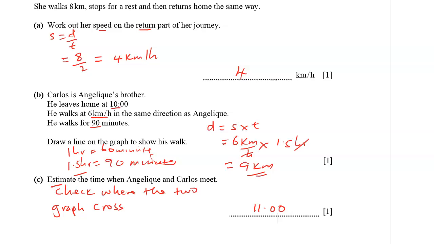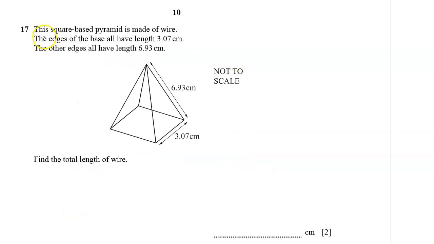That is the time they meet. Question number 17. This square based pyramid is made of wire. The edges of the base, this a square, are of length 3.07. The other edges are all of length 6.93. Find the total length of the wire.